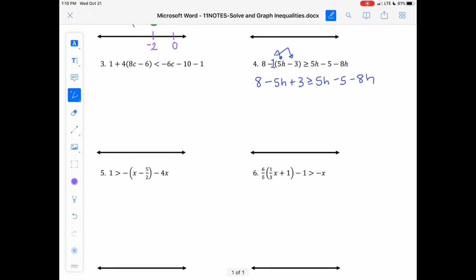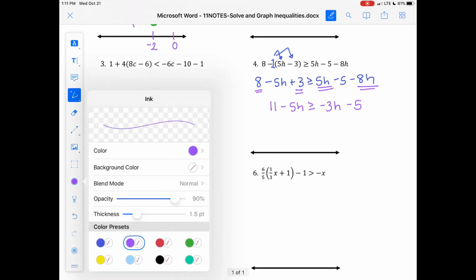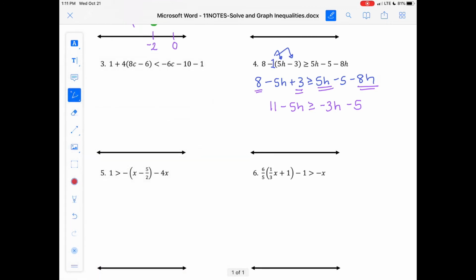So the next step is, just because I want to simplify things, I'm going to combine the like terms that are currently already on the same side of the equation. So I have 8 plus 3. So that's going to give me 11 minus 5h is greater than or equal to, and here I'm also seeing I've got 5h minus 8h, so that gives me -3h, and then minus 5. Great. So now I'm going to combine like terms, and I'm going to group them.